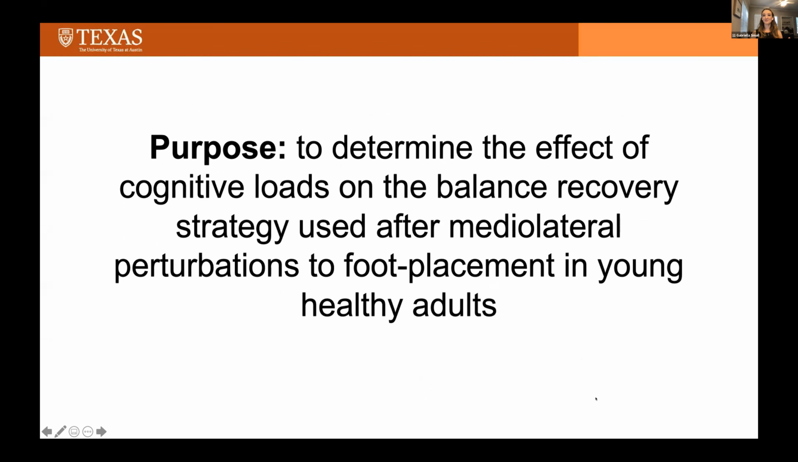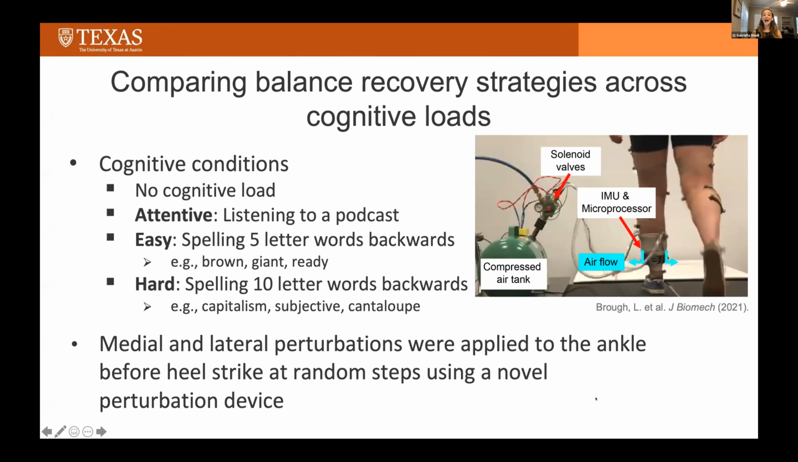Therefore, the purpose of our study was to determine how an additional cognitive load would affect the balance recovery strategies used after a mediolateral perturbation to foot placement in young healthy adults. To achieve this, we had 15 healthy participants walk on a treadmill in a single task condition with no cognitive load, and 3 dual task conditions, which paired a cognitive load with walking. These were listening to a podcast, spelling short 5-letter words backwards, and then a really hard one, spelling 10-letter words backwards.